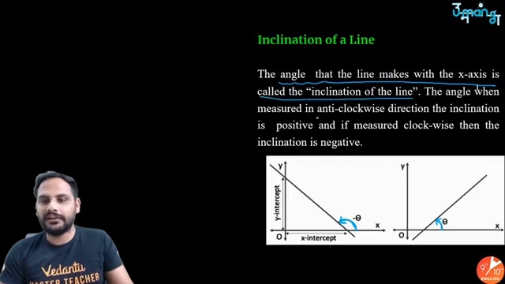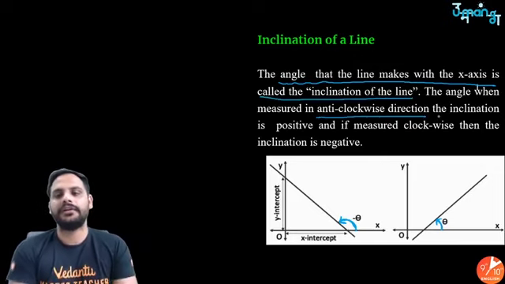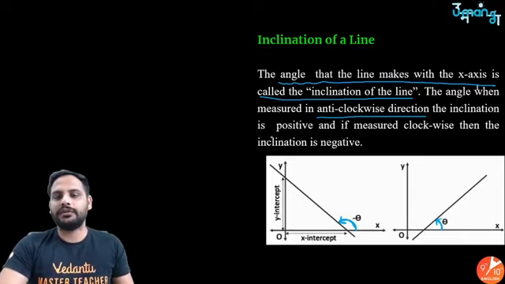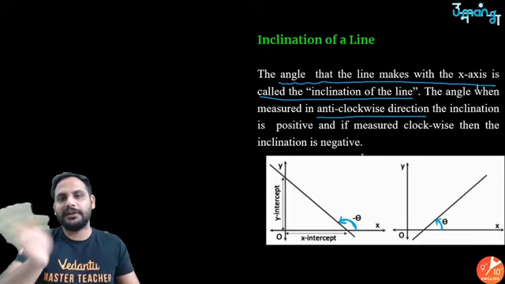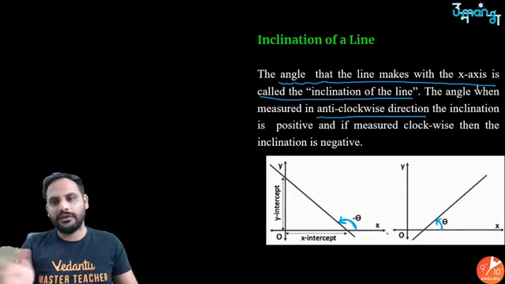The angle when measured in anti-clockwise direction, okay? So that will be called theta. Simple, okay? If you are measuring it anti-clockwise, it is positive, if suppose you are keeping it between 0 to 90 only. If you are measuring it clockwise, then it will be negative.